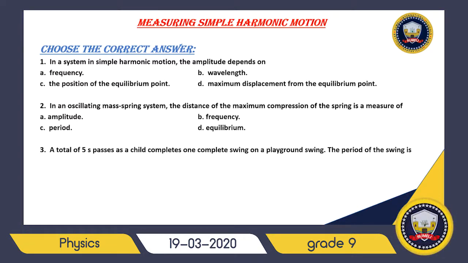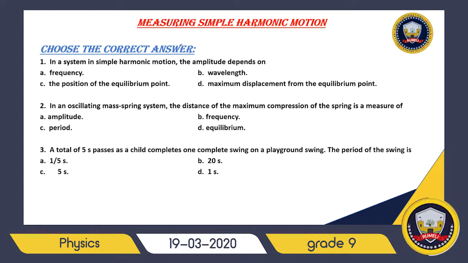Number 3. A total of 5 seconds passes as a child completes one complete swing on a playground swing. You know the playground swing used by children? The period of the swing is 1/5 second, 20 seconds, 5 seconds, or 1 second. The child takes one complete swing during 5 seconds. So here is the period. The period means the time taken to make one complete swing or one complete cycle. So it will be again 5 seconds.